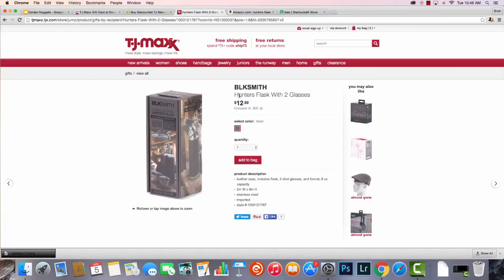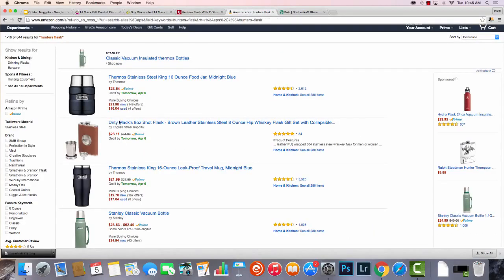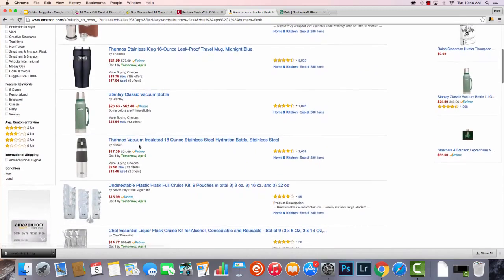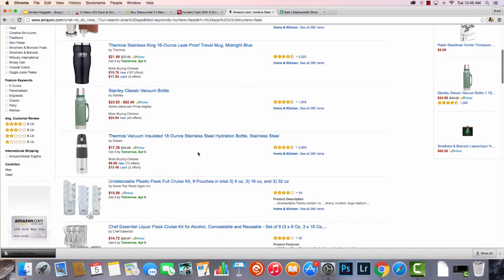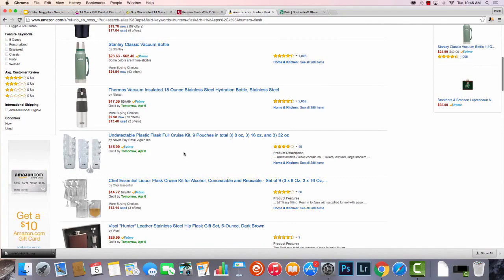I used TJ Maxx, hopped right over here. Now remember, 22% off, so I'm essentially going to get this hunter's flask for, you know, 10, 11 bucks at the end of the day. Now if you come over here, look at this. Already these guys are so high priced. Now yours is coming with 2 glasses on this, so you could even probably come up closer to like a $29.99 price point.